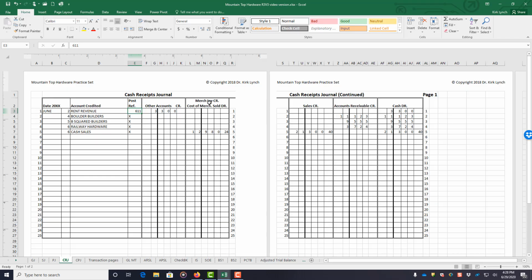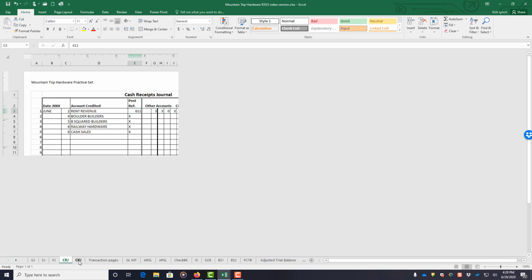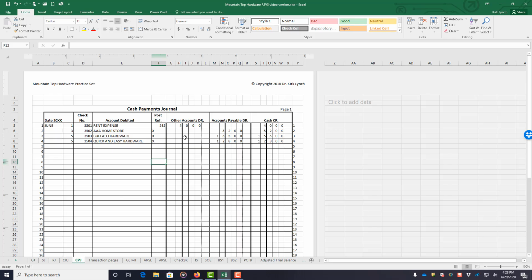However, merchandise inventory credit with cost of merchandise sold credit, we have 2 postings here that need to go as column totals later at this point in the process. One posting to the sales account as a credit, one posting to accounts receivable as a credit, and one posting to cash as a debit. And then finally in our cash payments journal, we should have several entries in the other accounts column, but what we need to do here is get the total of the accounts payable debit and the total of the cash credit columns into our general ledger.